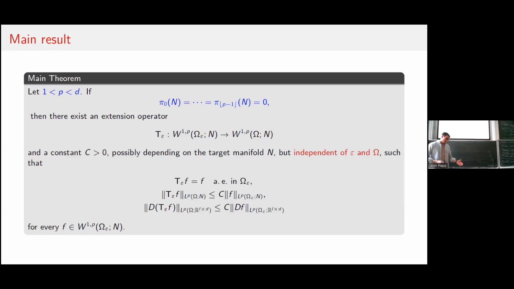All right, so finally it's time to state the main result. P has to be bigger than 1, smaller than D. Why do we concentrate on the case that P is smaller than D? I may remind you that D is the dimension of the Euclidean space where your sample sits in. So the dimension of the space around omega.